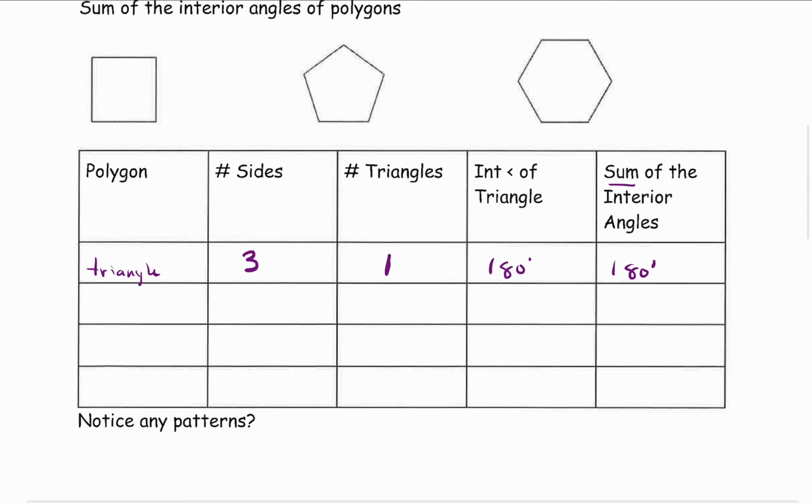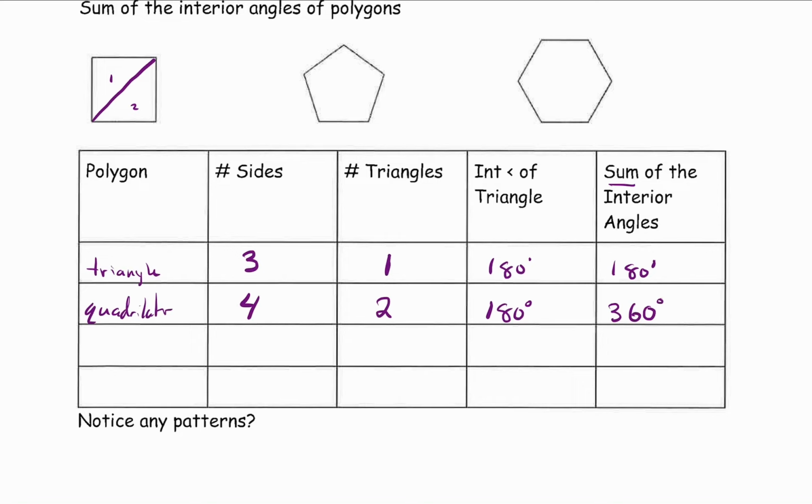All right, let's look at something slightly more complex, a quadrilateral. So if we take a quadrilateral that has four sides, now we're going to draw a diagonal here, and we can see that there are two triangles. So we already know that the interior angles of a triangle are 180 degrees, and if we have two triangles here, then we're going to have 360 degrees for the sum of all of the interior angles. All right, let's keep looking.